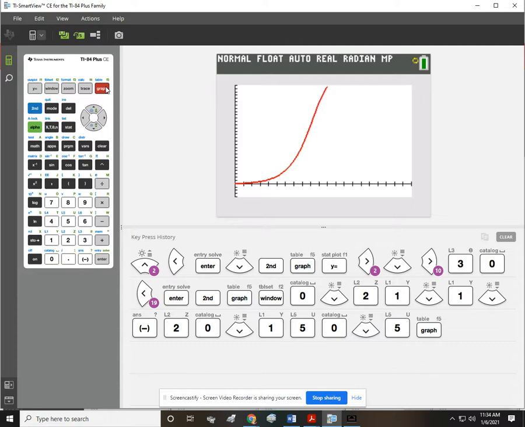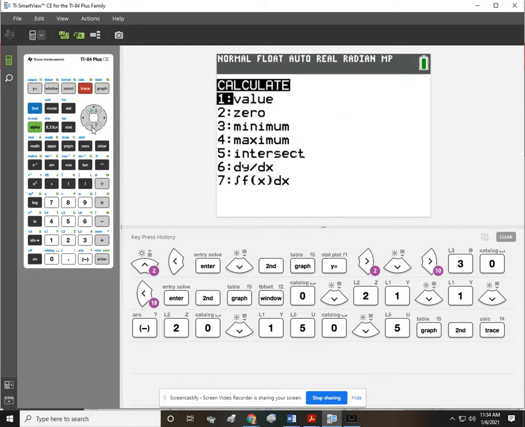All right, so there's the graph of the first derivative. And there is the graph of the second derivative. Oh, I didn't go low enough. That's okay. All right. And so I want to find that maximum of the first derivative. So I'm just going to calculate it real quick.